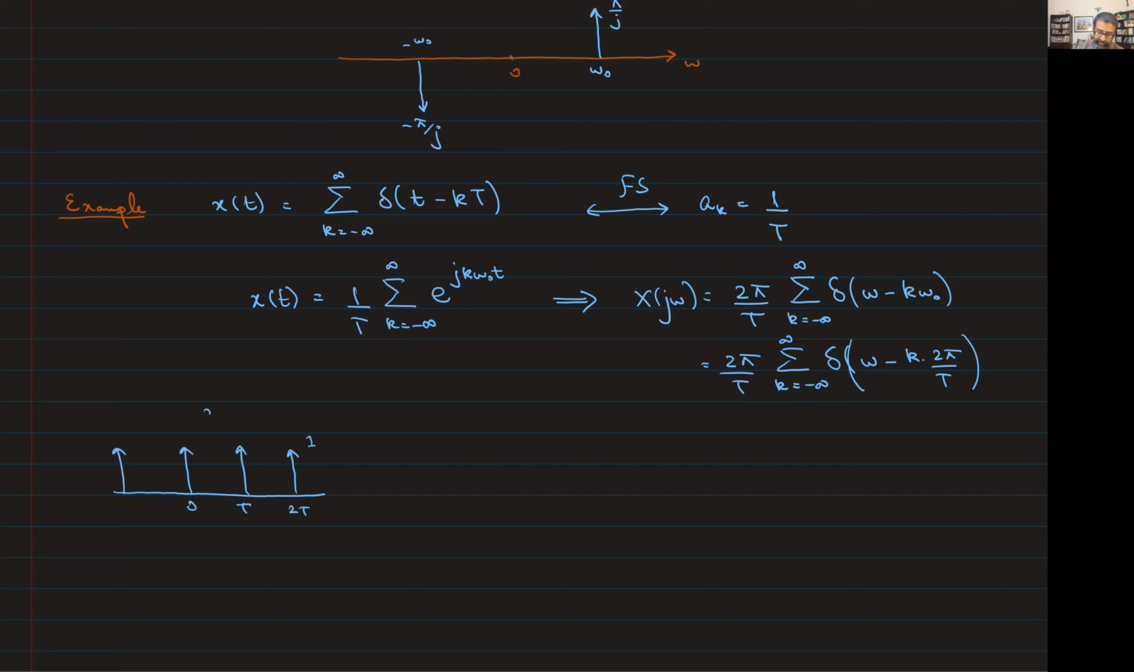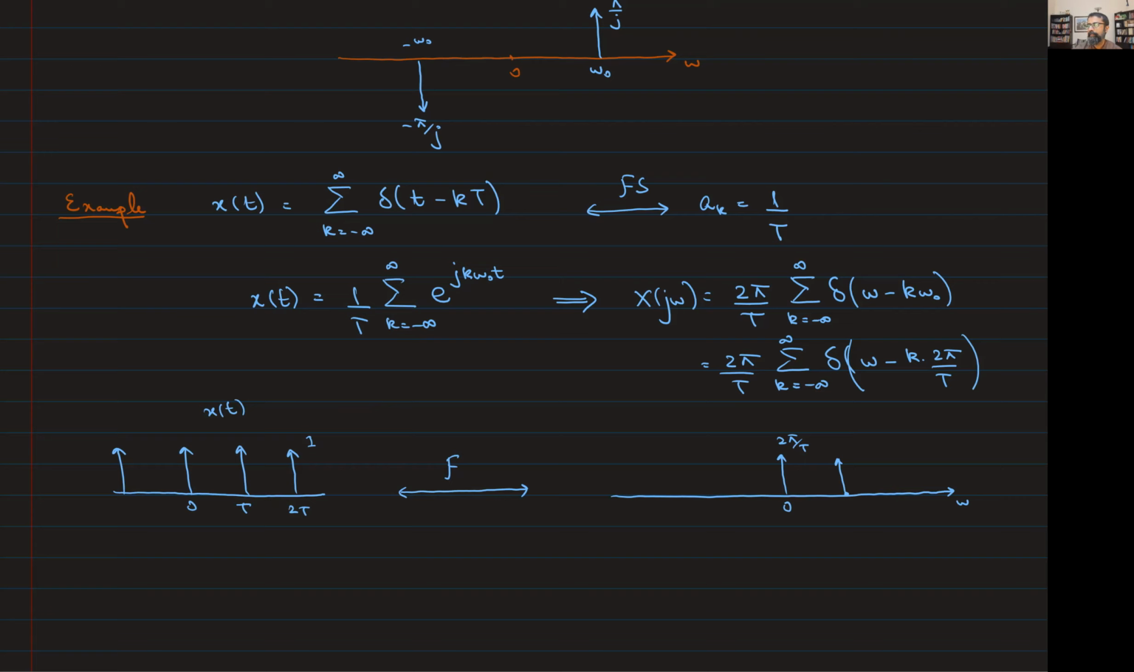So if this is x of t, the Fourier transform for that is also a train of impulses in the frequency domain, right? So this is omega. I have an impulse which is at omega equals 0, and the height for that is 2 pi by T, right? The next impulse is going to be at where? Where is the next impulse going to be? T divided by 2 pi.